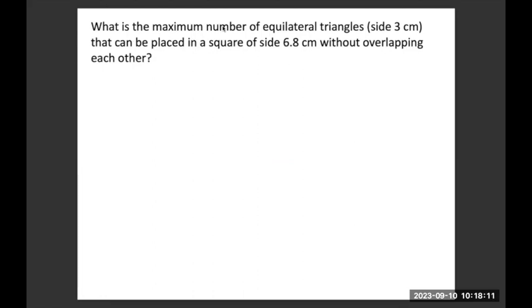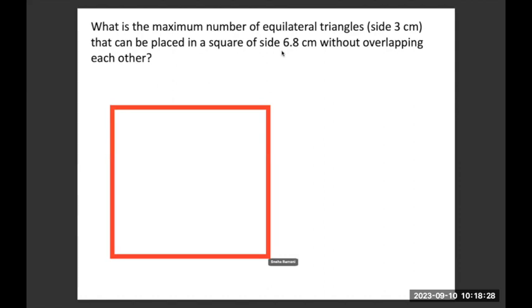What it says is, what is the number of equilateral triangles of side 3 centimeters which can be placed in a square of side 6.8? So I'm just going to draw a square in the first go, roughly. This is a square which is given.